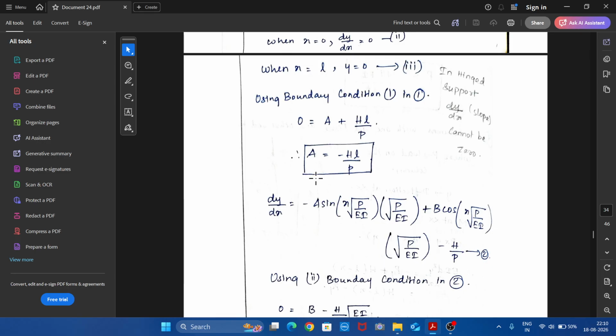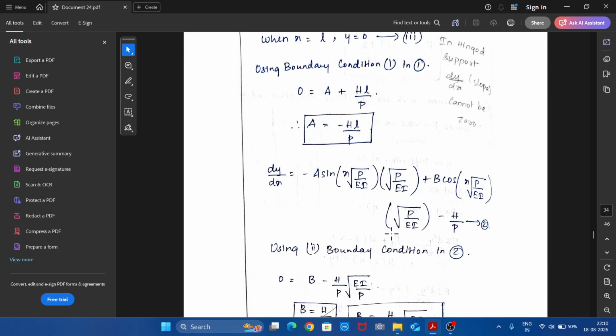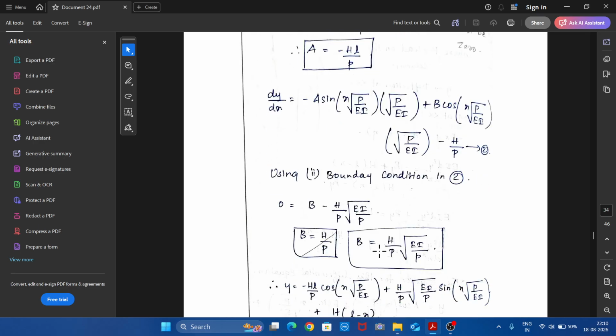Now using the boundary condition 2, that is put dy by dx equal to 0 and sin 0, this term will get cancelled. This will become b cos 0 will be 1. So b into root p by ei minus h by p equal to 0. Okay? So substituting and taking this side, you'll be getting b equal to h by p into root ei by p, because when it goes this side, you'll be getting this. Therefore, you'll be getting b equal to h by p into root ei by p. This is the correct term.